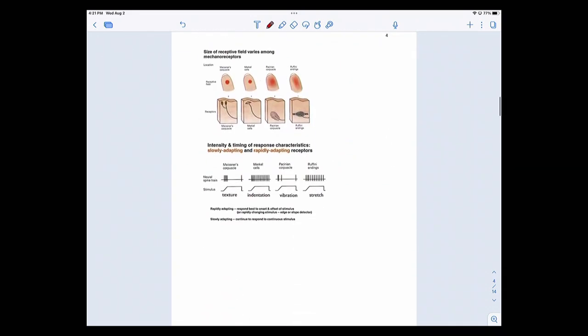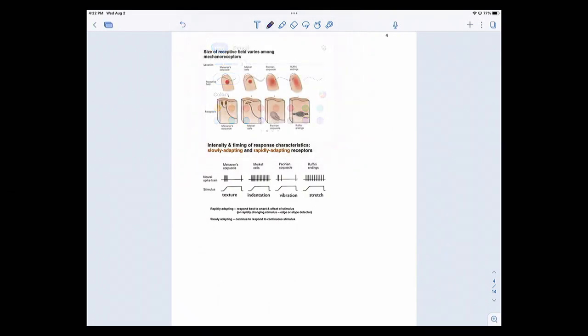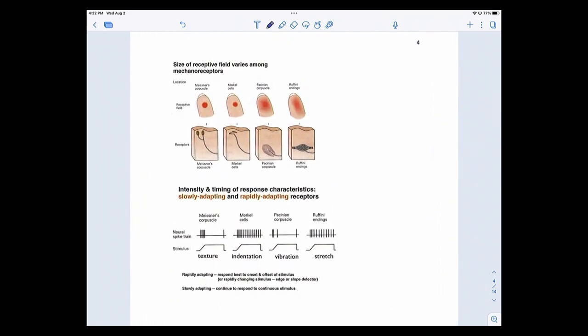So here is a nice little cartoon. This is the last page we'll do on this one, but what we have here is a cartoon showing us, okay, in your fingertip, there's your Merkels, again the smallest of the receptor fields, your Ruffinis, very large receptor fields, and Meissner's come in second, and Pacinians come in, I guess, in the third spot there. I also remember said that some of these receptors are in superficial skin, some are in deep skin. So your Pacinians and your Ruffinis are in deep skin, so that's deep here, and that's deep here, and then the superficial is going to be your Meissner's and your Merkels.